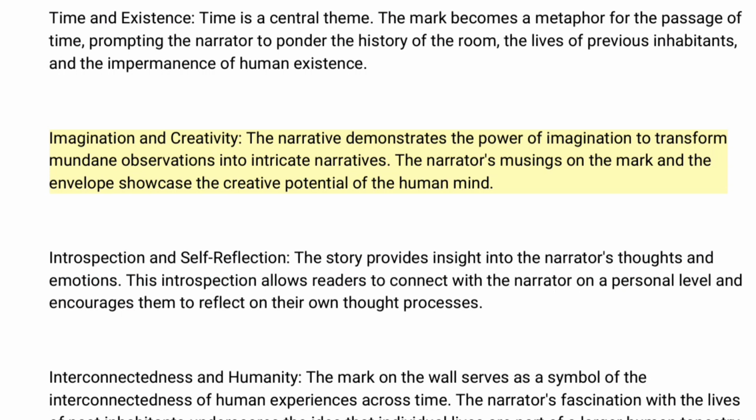Imagination and creativity. The narrative demonstrates the power of imagination to transform mundane observations into intricate narratives. The narrator's musings on the mark in the envelope showcase the creative potential of the human mind.